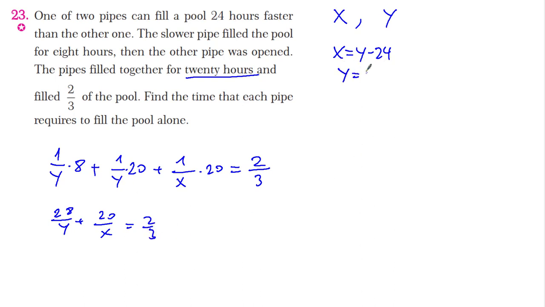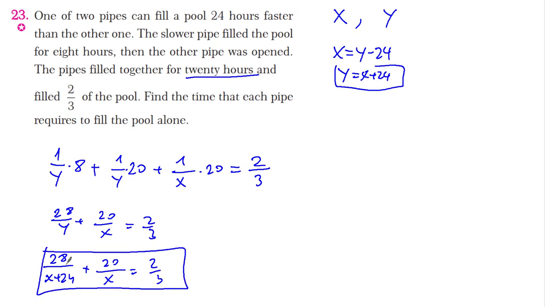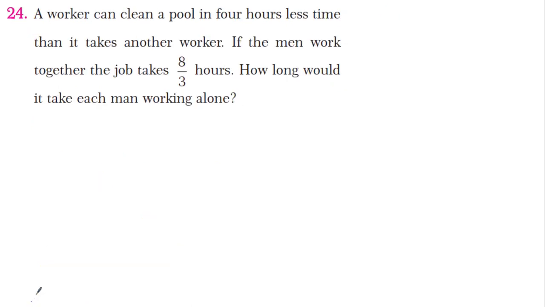From here we know that y is x plus 24. Make the substitution here: 28 over x plus 24 plus 20 over x, that's 2 over 3. And this is a quadratic equation. We'll solve it and check whether the cases make sense.